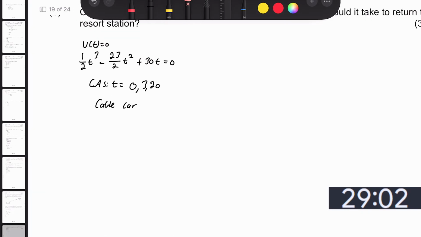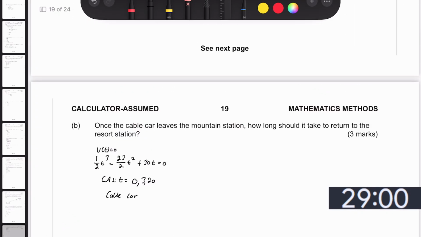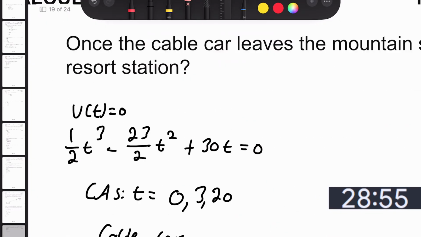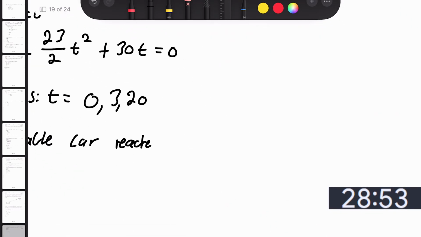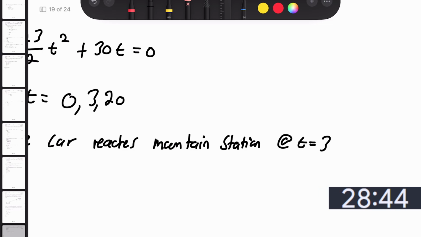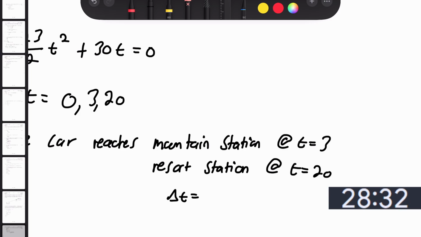How much should it take to return? So cable car to the resort station, the bottom one, and we're leaving mountain station. So cable car reaches mountain station at t equals 3, and it reaches the resort station at t equals 20, and then delta t is then going to be equal to 17 minutes.